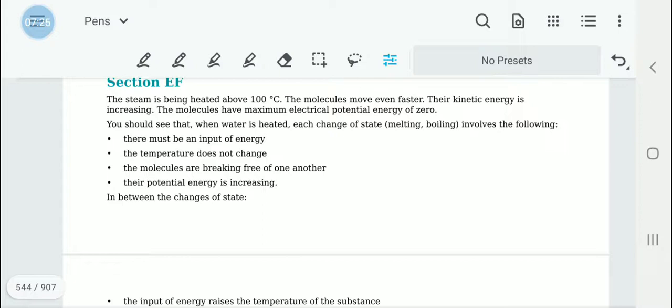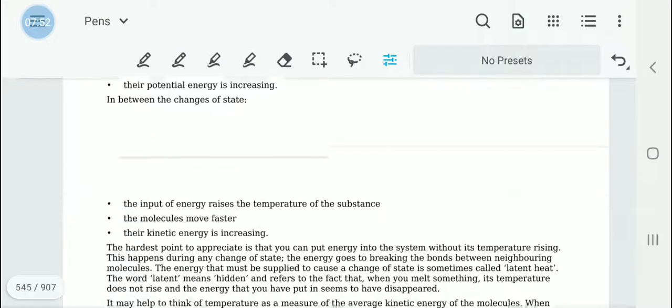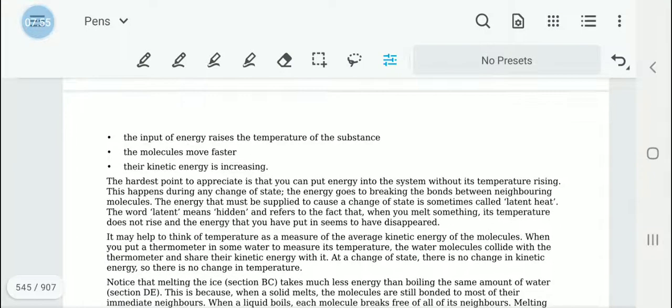When water is heated and there is a change of state, we have to continuously provide energy, and you know that there is no change in temperature. That energy is used to break the molecules free from one another, so their potential energy is increasing. In the meantime, the molecules will start moving faster because the kinetic energy is also increasing.